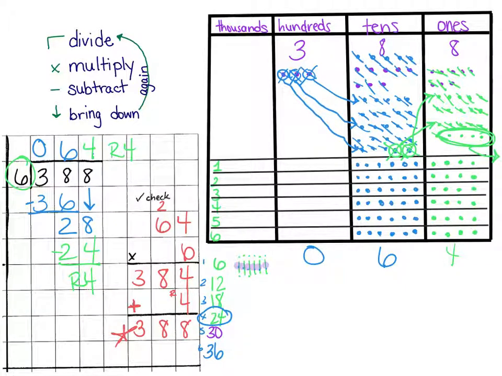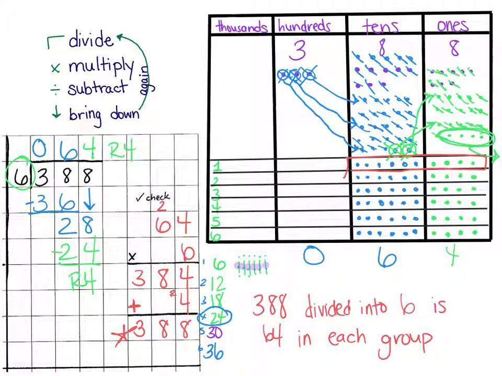Something that I want you to remember, 388 divided into 6 groups, which here are 6 groups, 1, 2, 3, 4, 5, 6, or here are 6 groups, is 64 in each group. Here are the 64 in each group. And that is precisely what division is.